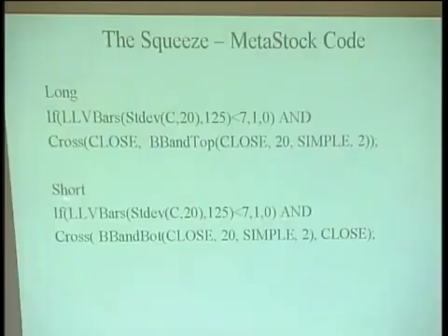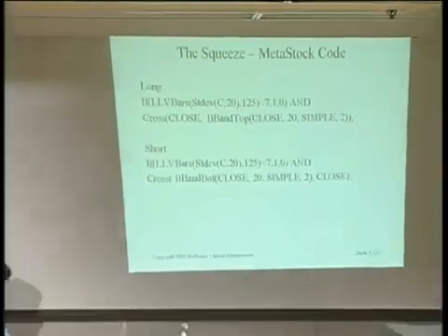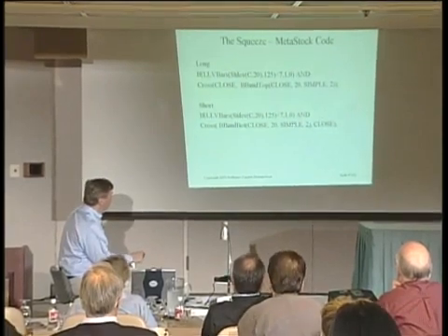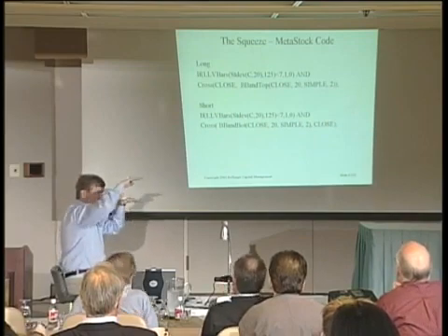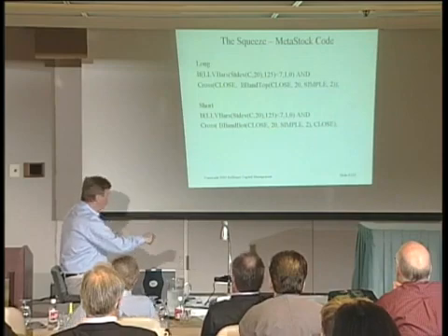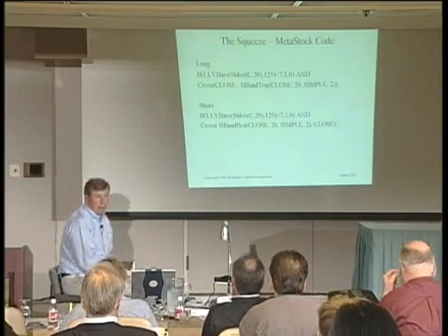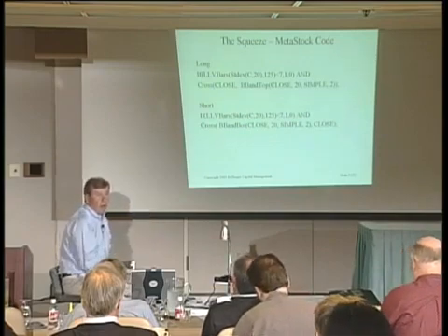And then this is exactly the same, but we've reversed these two arguments. So again, if the lowest low in standard deviation in the past 6 months was within the past 7 days, if we've had a squeeze within 7 days, and we cross the bottom band versus the close. In this case, the close had to be above the bottom band and cross beneath it, then this will be true. And so you take this and copy it into the short entry. And Metastock will then find all squeezes for you on any stock you look at.